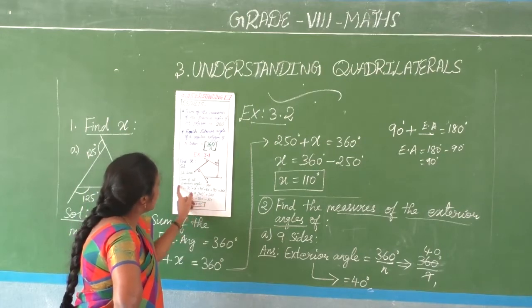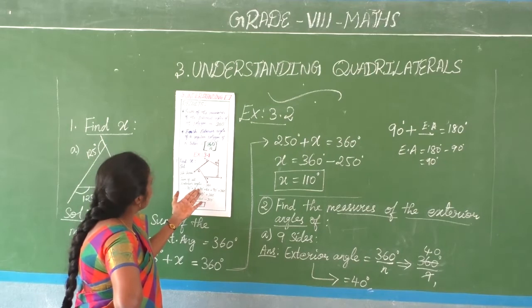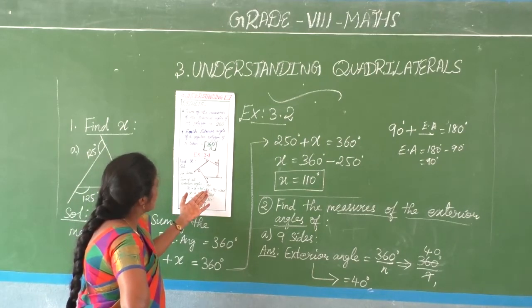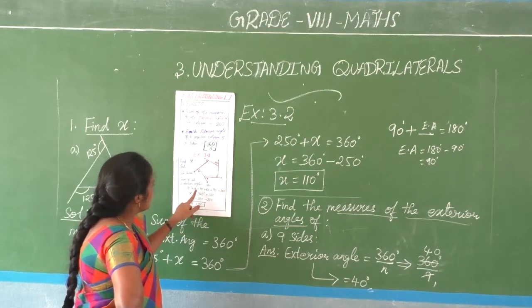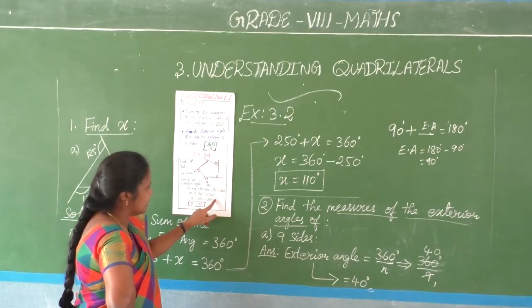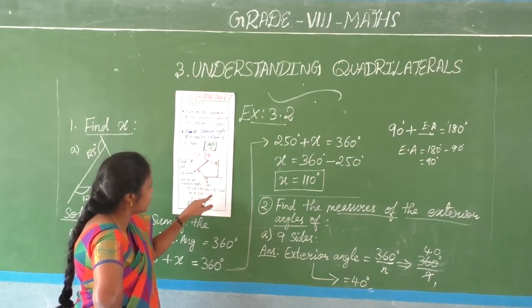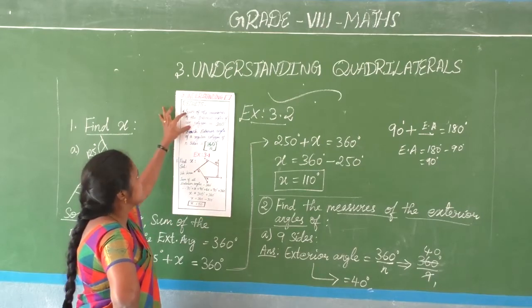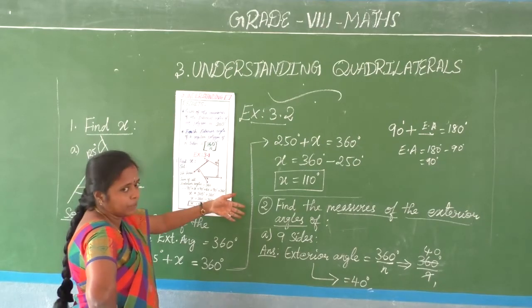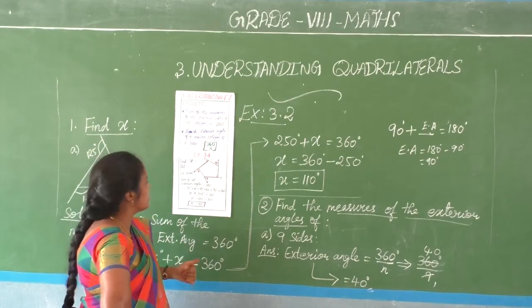The remaining angles are to be measured. So 70 plus 90 is 160. 160 plus 60 is 220. 220 plus 90 is 310. So x plus 310 degree is equal to 360 degree. How is this 360 degree coming here? Based on this result. Again, this is a very important result for this section. Using this result only, we are going to solve the next sums also.